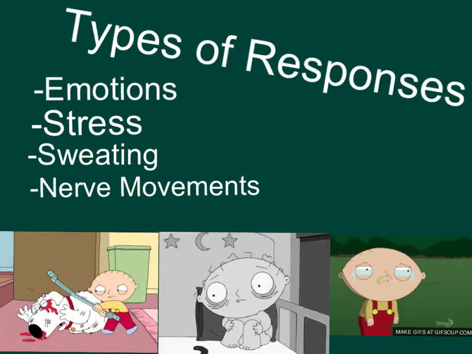Some types of responses will include emotions, like stress, or sweat glands, or nerve movements. So after Brian had yelled at Stewie, Stewie processed it and thought about it. And he could have 3 types of responses. One could be him crying and being sad about it. Another, he could be scared of Brian. Or finally, he could just turn and kill Brian, which is a response.